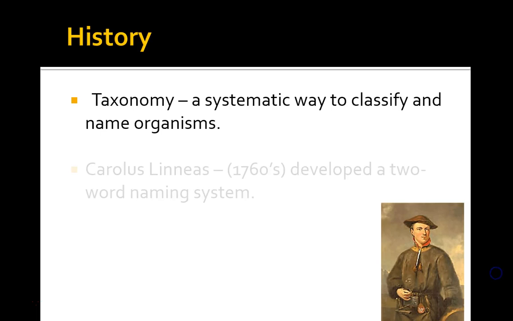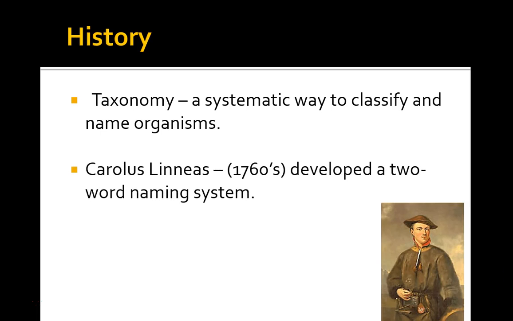So this is, again, a systematic way. So we have to have a system that we can use to classify living things. And this was developed by a gentleman named Carolus Linnaeus back in the 1760s, and he developed this two-naming system for every living thing. For instance, we are all considered Homo sapiens. That's our two-part name, and so all living things have a two-part name based upon their genus and their species.